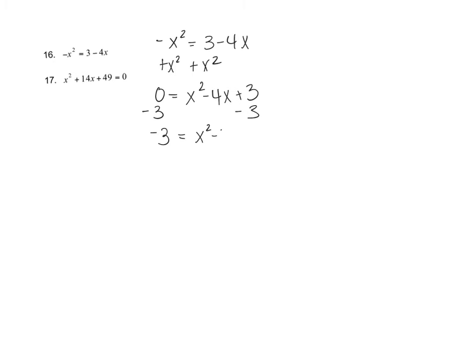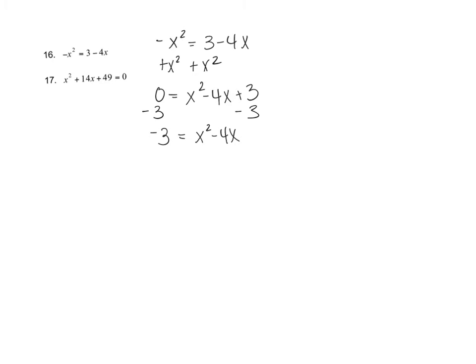Okay, so we have 2 more examples of completing the square. Number 16, negative x squared equals 3 minus 4x. So I'm actually going to add x squared to the other side because I like x squared to be positive. We want it to be a positive 1 anyway. So we get 0 equals, and I'm going to put these in order, x squared minus 4x plus 3. And then step 1 is to move the constant to the other side. So negative 3 equals x squared minus 4x.